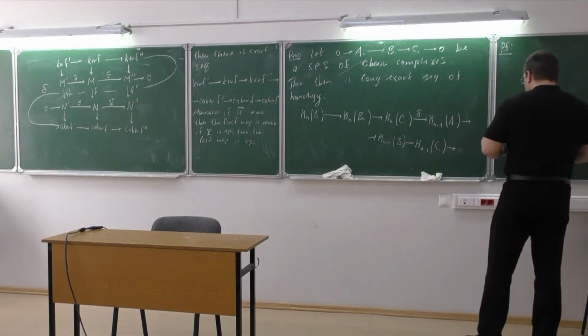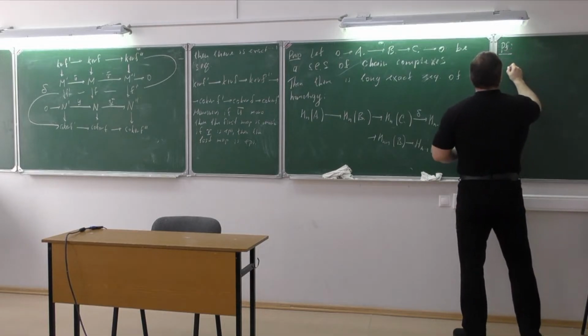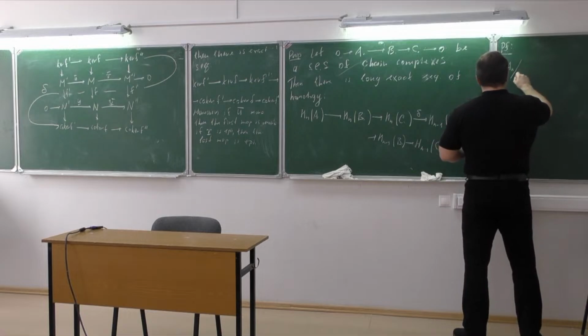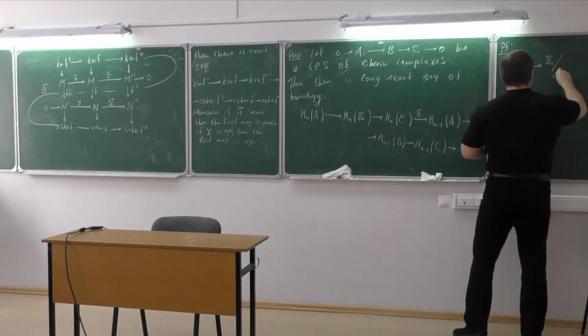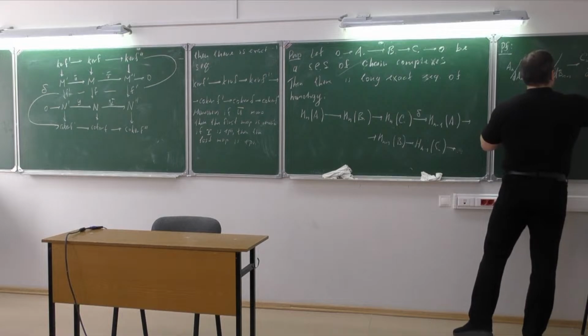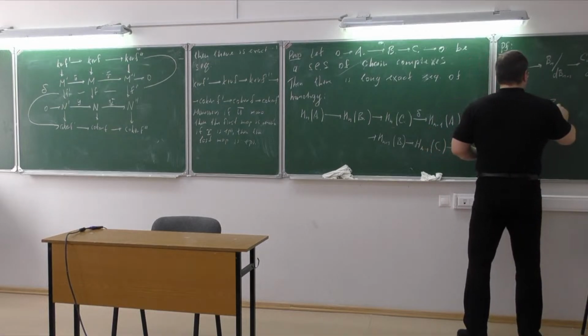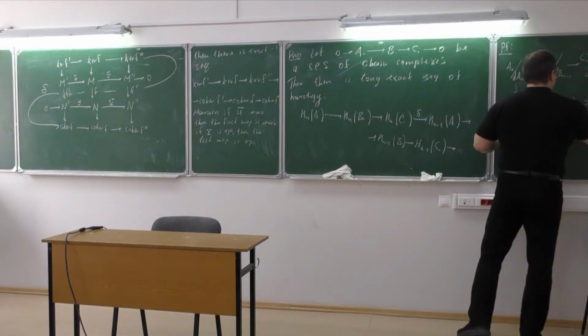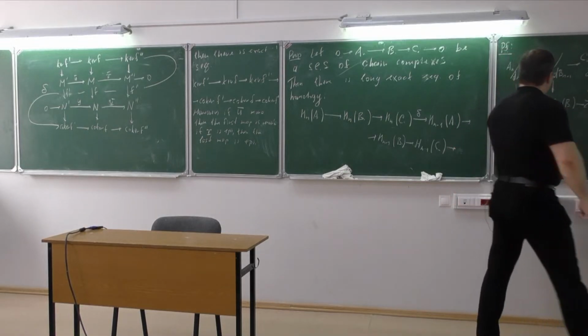Proof. For the proof, I just apply the snake lemma to the following diagram. I look at An modulo d An+1. This is mapped to Bn modulo d Bn+1. This is mapped to Cn modulo d Cn+1. And then there is a map to Zn of A, Zn of B, and Zn of C. That's the diagram that I want to consider.